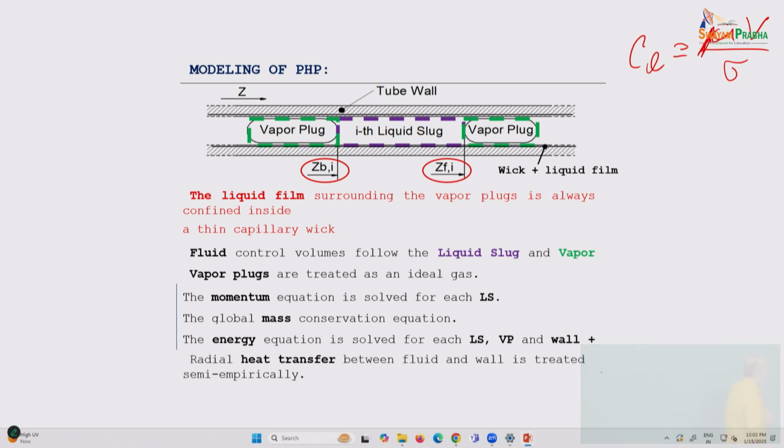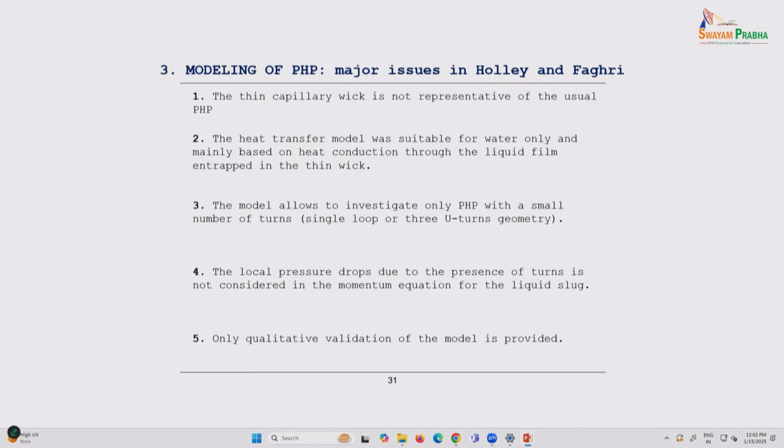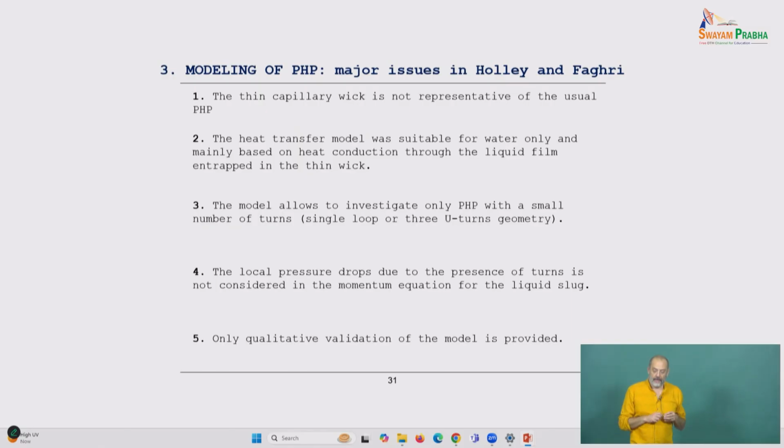Another point is that we are assuming radial heat transfer. We can also think of axial heat transfer. It's not really a big problem to implement this one, but the radial heat transfer is very important.